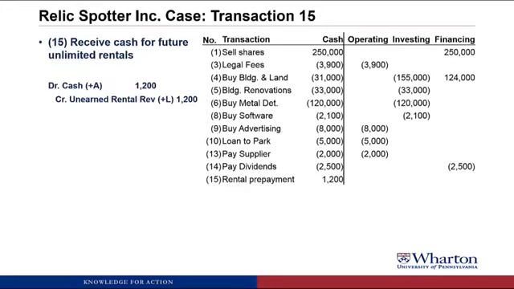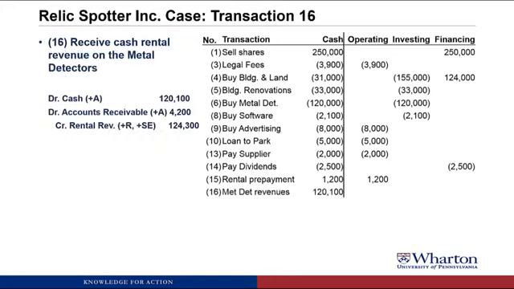Next, in transaction 15, Relic Spotter received $1,200 cash from the Penn Antiquities Club for future unlimited rentals. So how do we consider this cash received for future rentals, operating, investing, or financing? The answer here is operating. It's an operating cash inflow of $1,200, which makes sense because we're receiving cash from customers, which is one of the definitions of an operating cash flow.